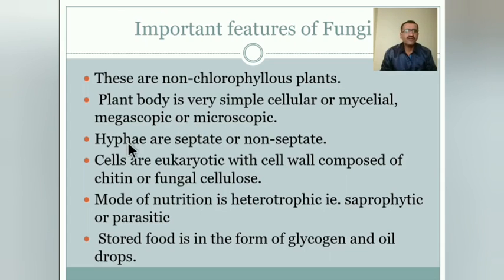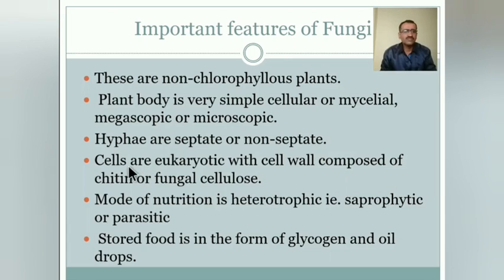The next one is the hyphae. They are septate or non-septate. Septa is nothing but the partition between two cells. Non-septate hyphae are continuous, and septate hyphae have different septa in them. Septa is nothing but the division. So the hyphae, that filament, are septate or non-septate. These are the two characteristics of the fungi.